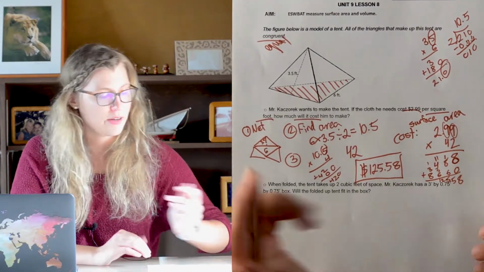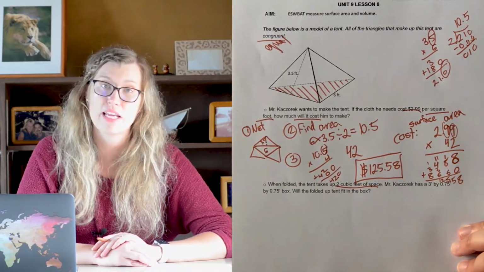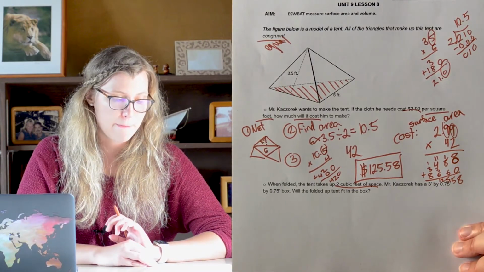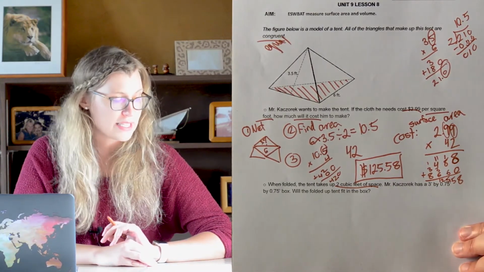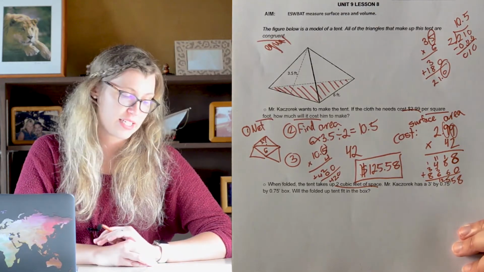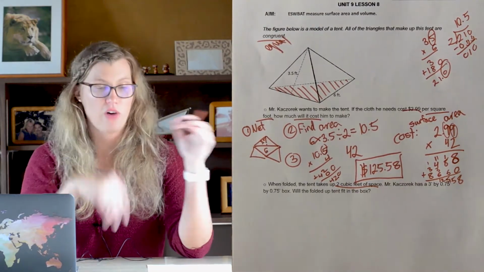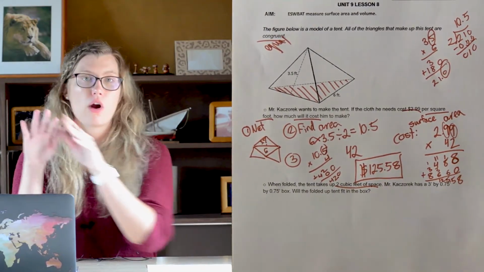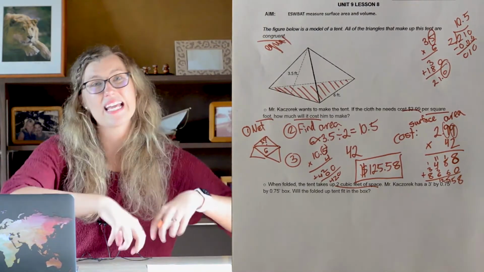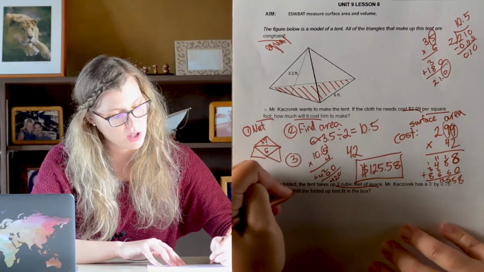Now let's look at the second one. When folded, the tent takes up 2 cubic feet of space. Mr. Kaczorek has a 3 by 0.75 by 0.75 feet box. Will the folded up tent fit in the box? Again, let's think about it. Am I talking about volume, filling up something, or am I talking about covering something? Well, I'm putting something in a box, so I'm looking at the inside space, so it has to be volume.